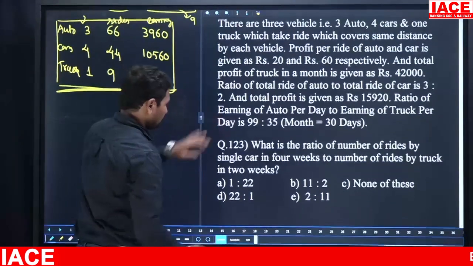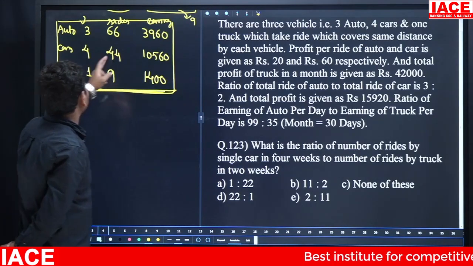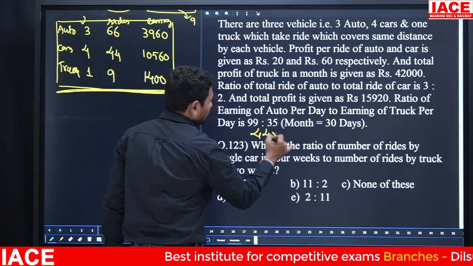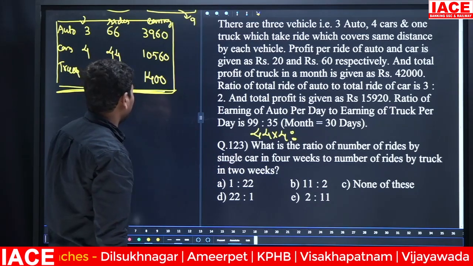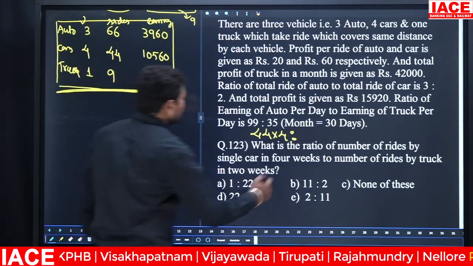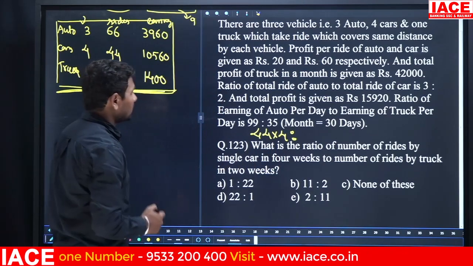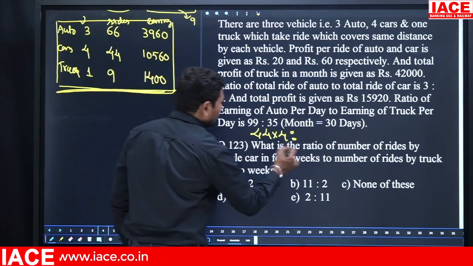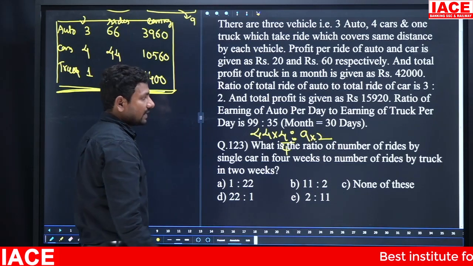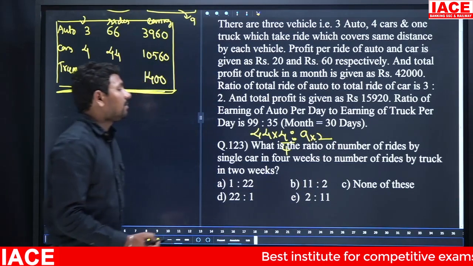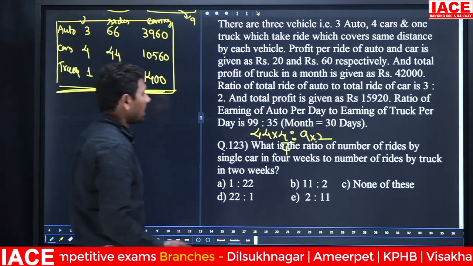Next, check here. What is the ratio of number of rides by single car in 4 weeks to number of rides by truck in 2 weeks? Single car in 4 weeks means here 44 into 4, ratio to number of rides by truck in 2 weeks. Truck in 2 weeks, we can write what is the value? 44. How many cars? 4 cars or 2 cars? Here the 4 and 9 into 2. Okay, 9 into 2 here. Then cancel the values here. Then number of rides by truck in 2 weeks. Truck in 2 weeks means the truck will take how many rides? 9 rides, 9 rides into 2.